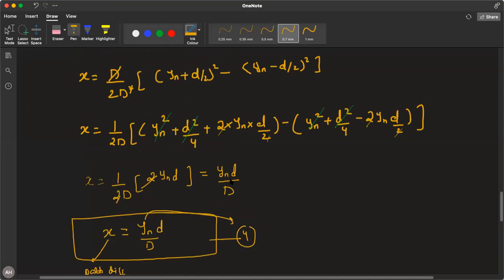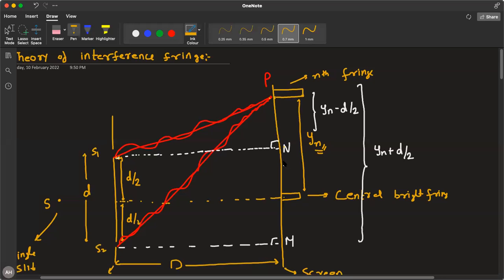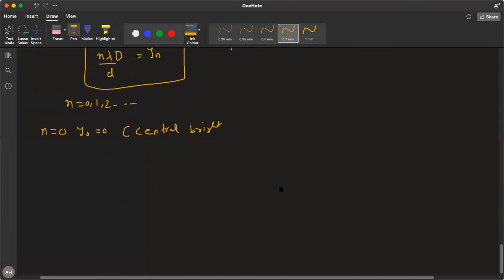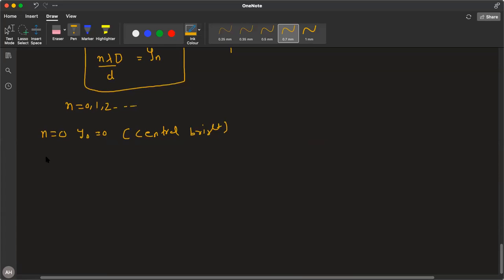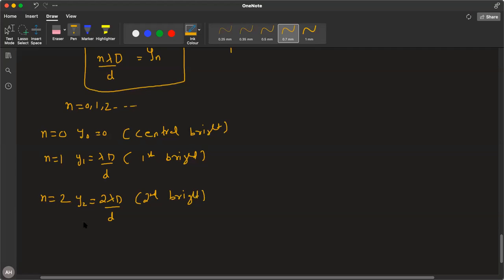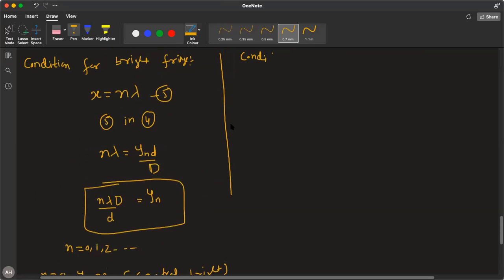We are calculating all separations from this center, the central bright fringe. When I put n equal to 1, I get y1 equal to lambda D by d. That's for the first bright. When we put n equal to 2, I get y2 as 2 lambda D by d. It's the second bright. And so on. We can calculate the positions of all bright fringes.